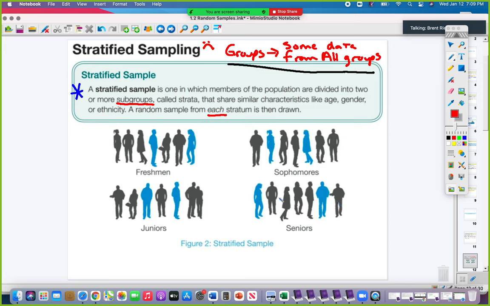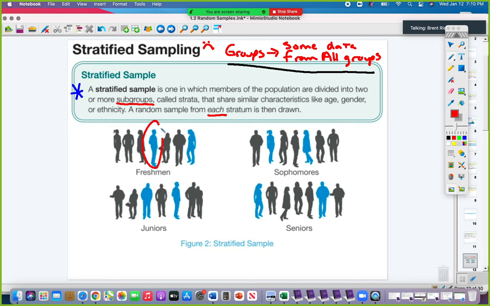There are times when we would want to put students in their age group or their grade level, because freshmen are very different than seniors. Seniors are a lot bigger, more mature, all that stuff. So if we're trying to find out what the student body thinks, sure, we would collect data from everybody and look at it, but we'd also want to look at it by grade level, because maybe a freshman's perception of their experience is very different from a senior's perception of their experience. But notice that from every group, we just take some data.